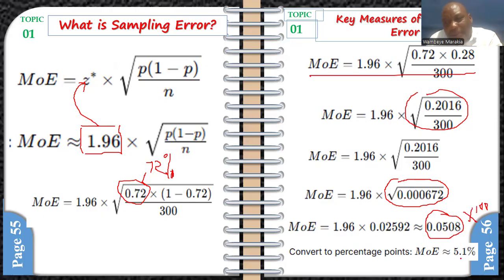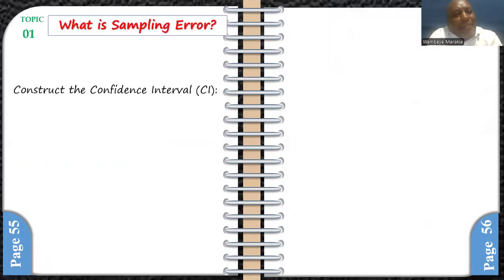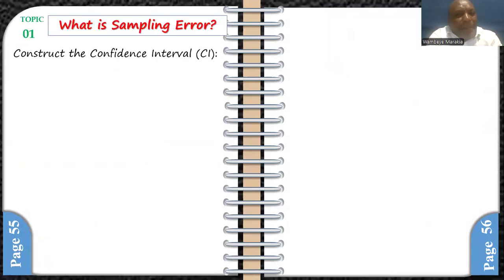You're able to get 5.1%, rounded to the nearest number, 5.1%. Then how do we interpret? Before we interpret, let us do the construction of the confidence levels using what we have.